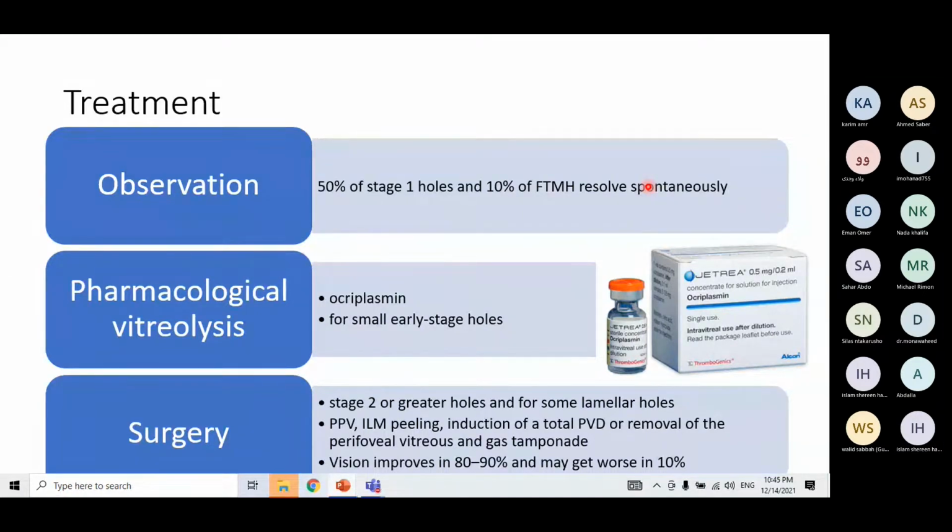So you need to know about the ocriplasmin or the Jetrea. We cannot use it for advanced cases of macular hole. We only use it in early stages of macular hole. Stage 2 or worse, we go for surgery. Surgery in the form of pars plana vitrectomy, ILM PVD, ILM peeling, or recently we do what we call the ILM flaps and the ILM grafts, etc., etc.